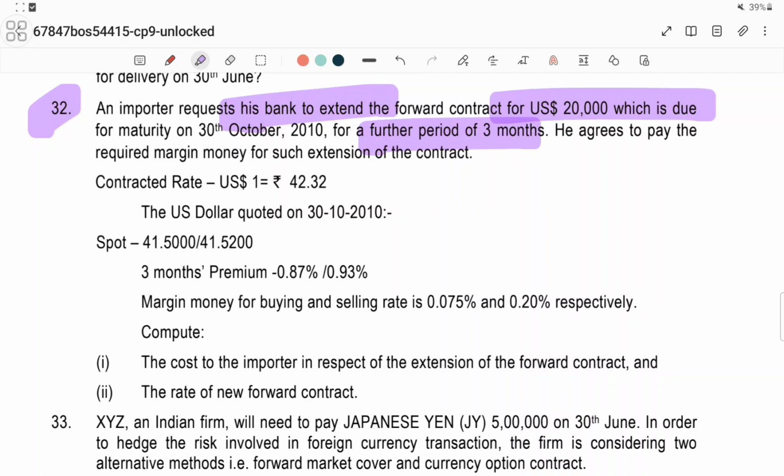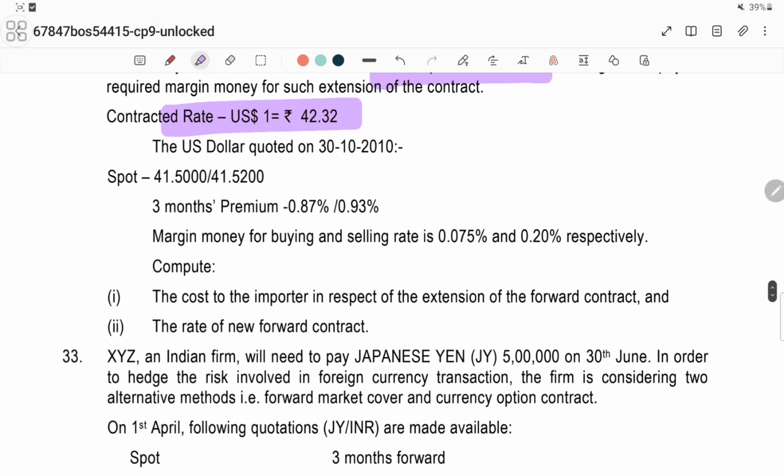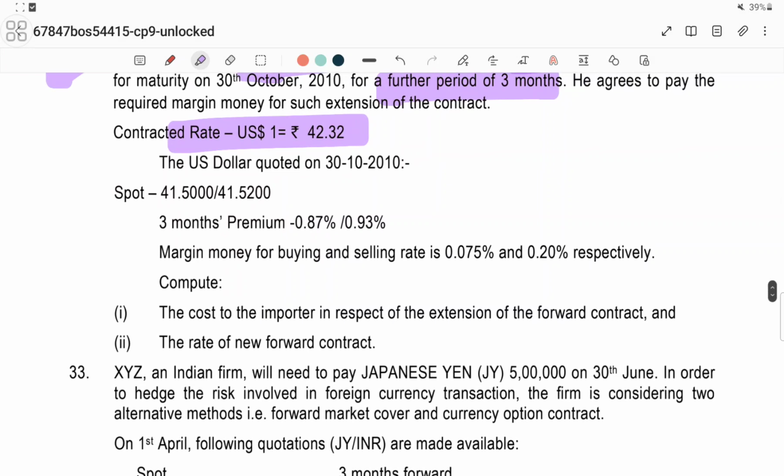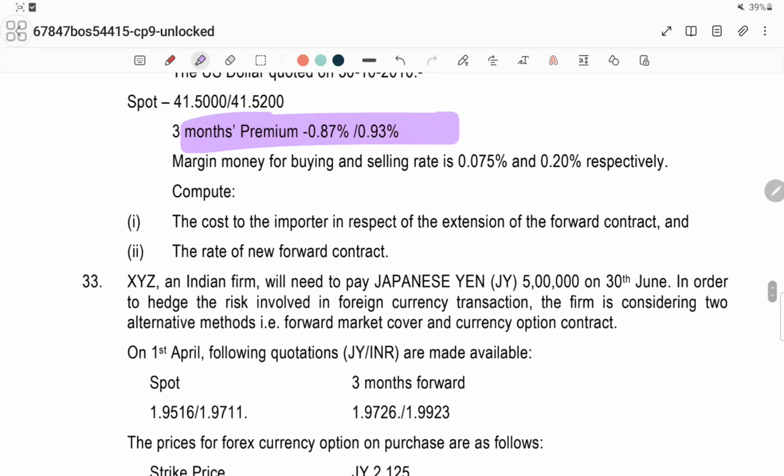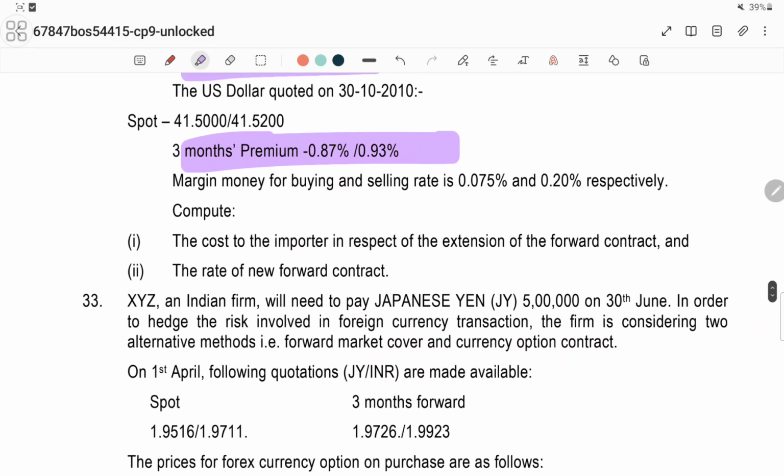Okay. Contracted rate, important, is $1 equal to 42.32 rupees, the original rate. The US dollar quoted on 30th of October 2010, that is the original maturity, was spot 41.5 and 41.52. The ask and bid board is given to you. The 3 months premium percentage is given to you. So what you will do is adjust the percentage in the spot rate to get the forward rate after 3 months, as on 30th of October. Now these percentages are in increasing order, so you have to add them. Are you able to understand?